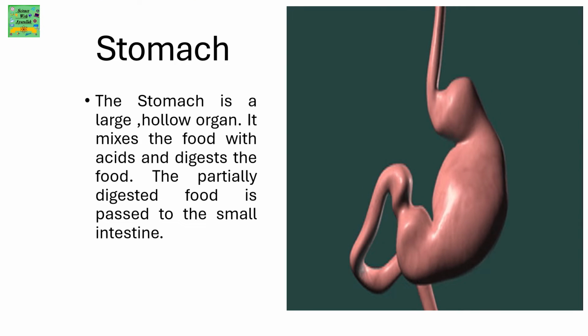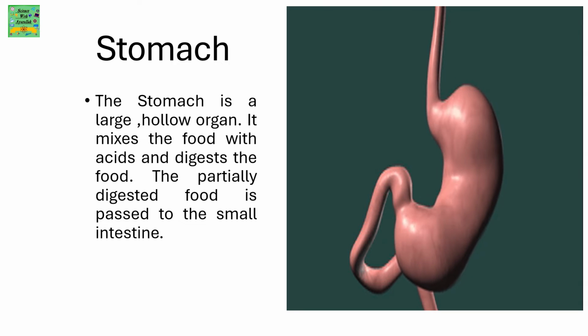Stomach. The stomach is a large, hollow organ. It mixes the food with acids and digests the food. The partially digested food is passed to the small intestine.